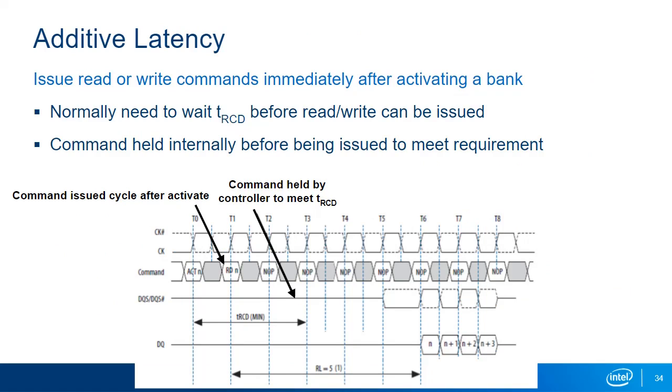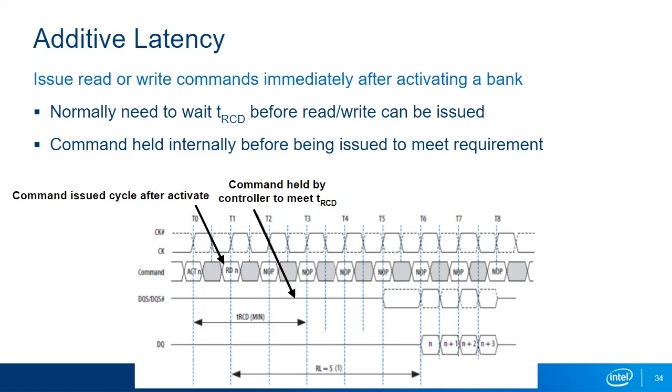Another feature of the controller is additive latency. The external memory requires a minimum delay, named TRCD, after an activate command is issued, but before a read or write command is issued. With additive latency, a read or write can be issued internally immediately after an activate command, and automatically held by the controller long enough to meet TRCD. In this way, the controller doesn't need to hold the address lines for the entire TRCD period, and additional commands can be issued instead of waiting for TRCD.